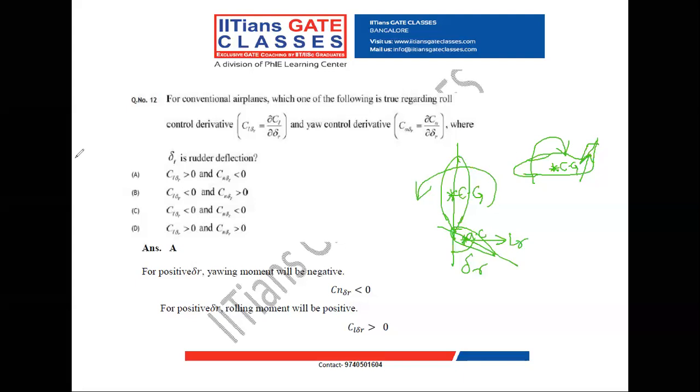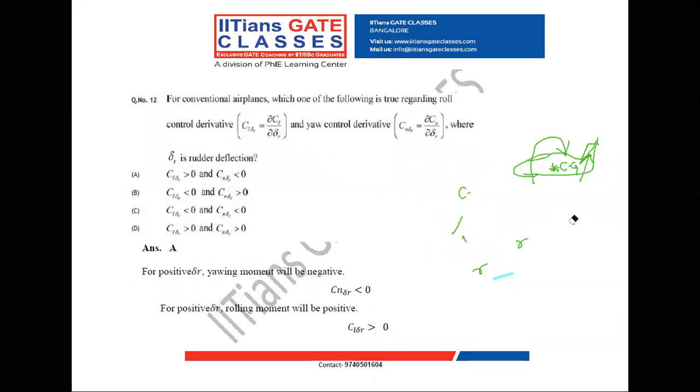So option A is the correct answer, that is, a positive rudder deflection results in a negative yawing movement and a positive rolling movement. So option A is the correct answer.